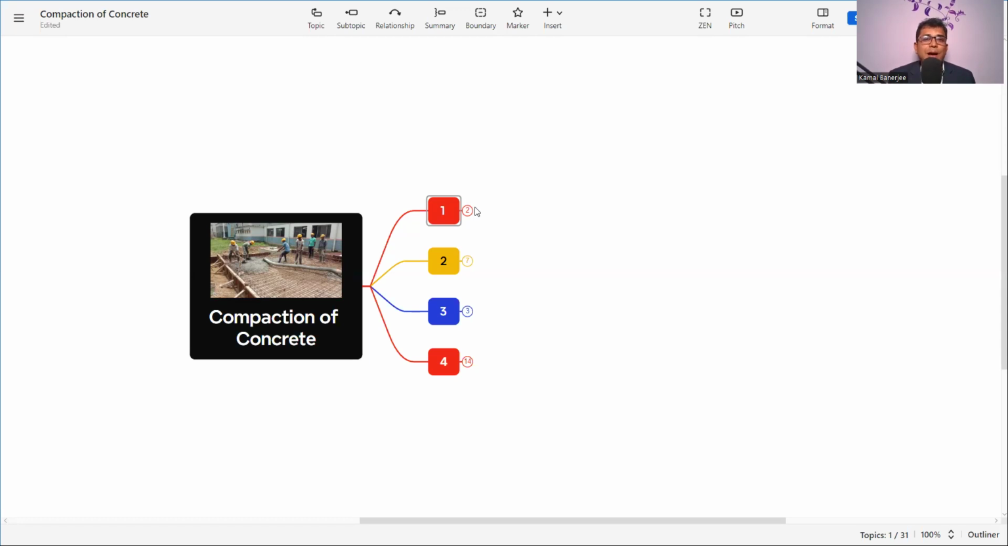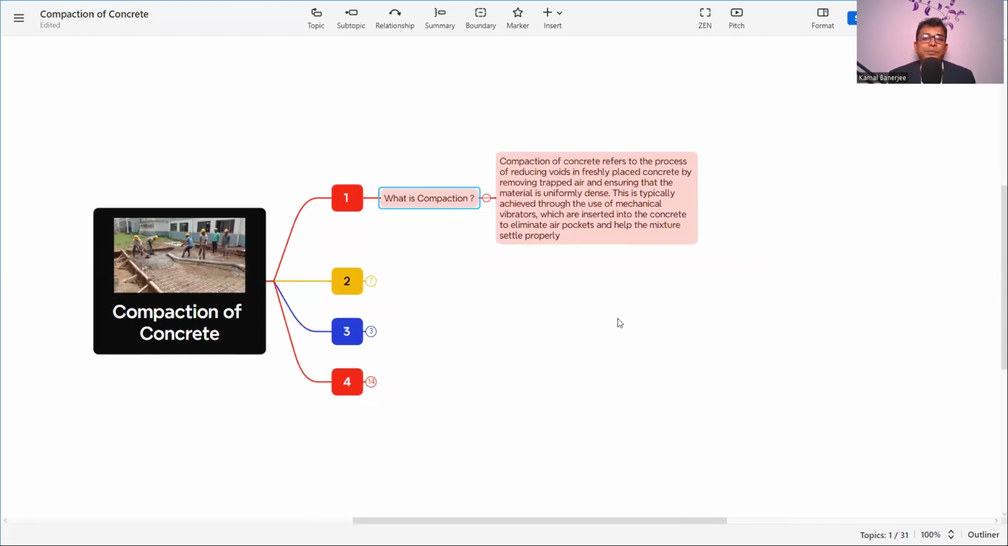So without wasting any time, let's jump into the subject, that is compaction of concrete. The first thing we need to know is, what is compaction of concrete? Compaction of concrete refers to the process of reducing voids in freshly placed concrete by removing trapped air and ensuring that the material is uniformly dense. That means whenever we are mixing the concrete, there is a possibility of entrapped air inside the concrete. By compaction, we need to remove that air.